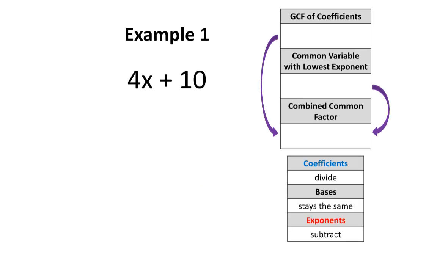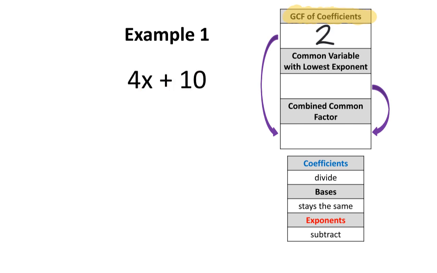In our first example, we want to factor this expression, 4x plus 10. Factoring involves several steps. The first step is to find the greatest common factor of the coefficients. The coefficient here is 4, and the coefficient here is positive 10. I want you to try to think of the largest number that can divide evenly into the numbers 4 and 10. That is what a greatest common factor is. The greatest common factor here would be the number 2.